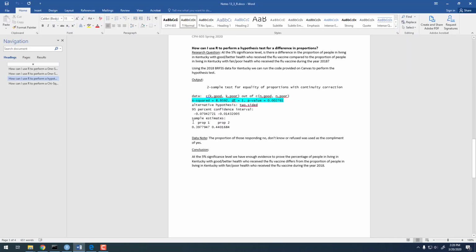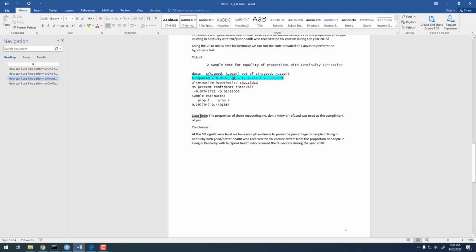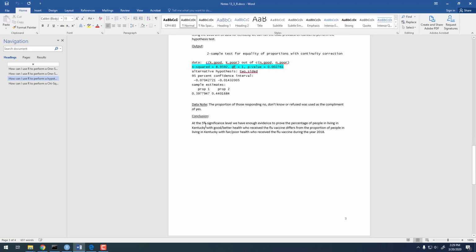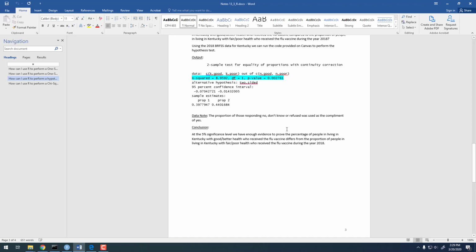So going back, here is that copy and pasted, and you'll notice here we have a small p-value. I've made a note about my data, what I'm considering to be the complement of the yeses. And so here at the 5% significance level, we have enough evidence to prove that the percentage of people living in Kentucky with good, better health who received the flu vaccine differs from the proportion of people living in Kentucky with fair, poor health who received the flu vaccine during the year 2018. And one thing to notice here is in my alternative, we did have that two-tailed test. I was testing to see if those two proportions differed from one another.